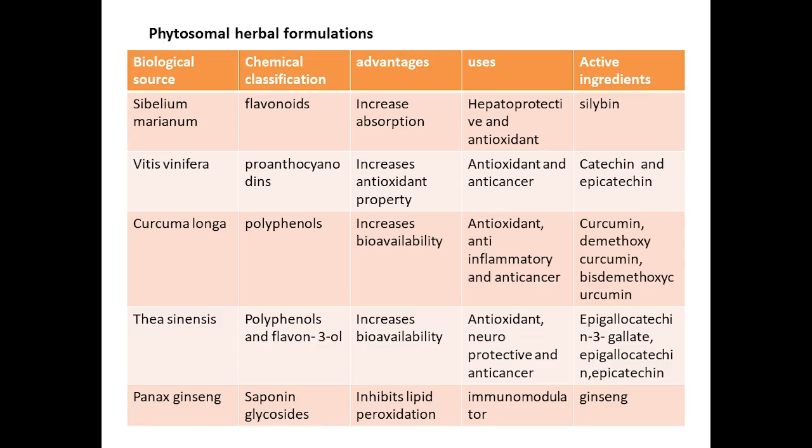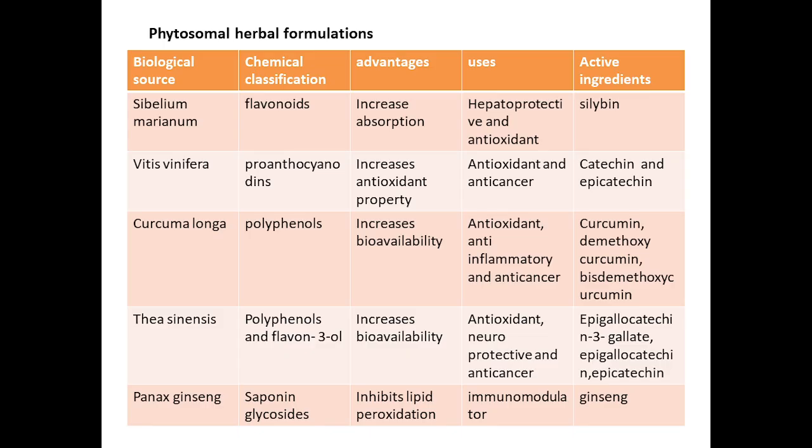Vitis vinifera comes under the class proanthocyanidins. The advantage is that it increases antioxidant property. Use is antioxidant and anti-cancer, and the active ingredients present are catechin and epicatechin. Third one is Curcuma longa, which comes under the class polyphenol. On formation of phytosome, it increases bioavailability, and the use of that phytosome is antioxidant, anti-inflammatory and anti-cancer. Active ingredients are curcumin, demethoxycurcumin and bisdemethoxycurcumin.